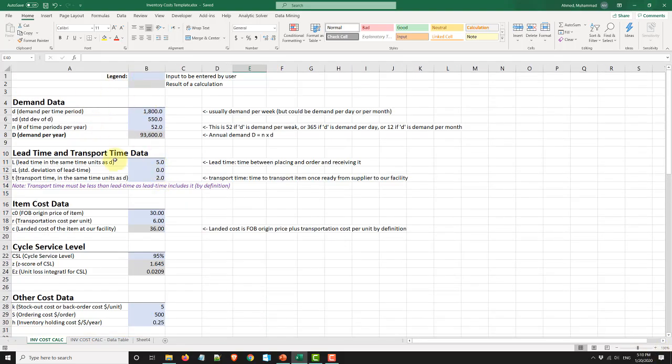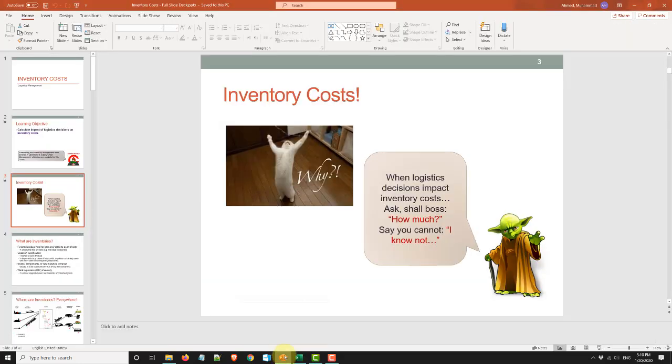And so you don't need to see the formulas, you just need to know how to use this file while having an understanding of how the formulas work. But you don't need to take out your TI-89 and do stuff by hand. Okay. So the main reason being, a lot of decisions in logistics are going to increase or decrease your inventory costs, and you need to calculate by exactly how much.